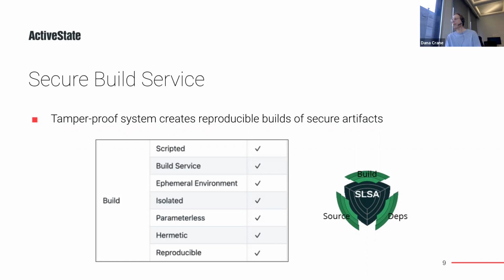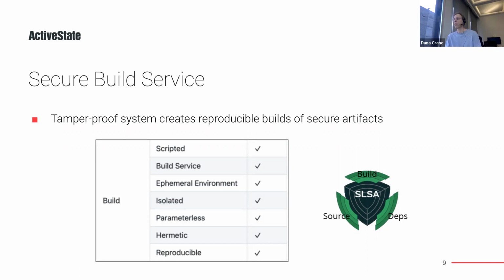They happen in isolated steps. In other words, many packages require multiple build steps to get done. Each of those build steps need to be isolated from each other so they don't contaminate each other. Parameterless, we don't want people manually entering parameters into that build because that would be a manual intervention. This whole thing needs to be automated.